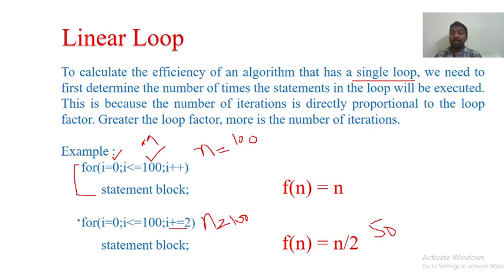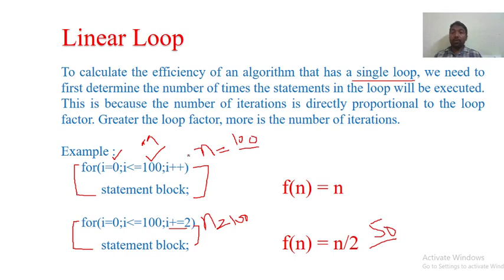Now we observe that there is a difference between these two for loops. As per this single for loop, how many times is it executing? 100 times. But as per this for loop, how many times is it executing? 50 times. Now where do we get this? It is where you have addition or division.